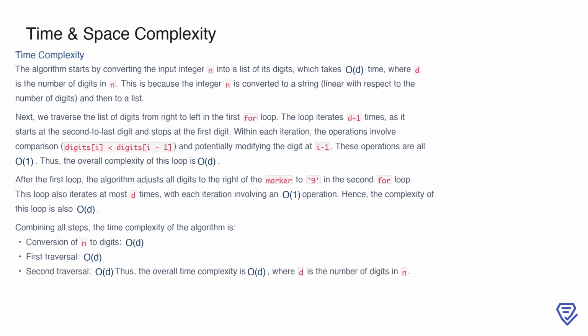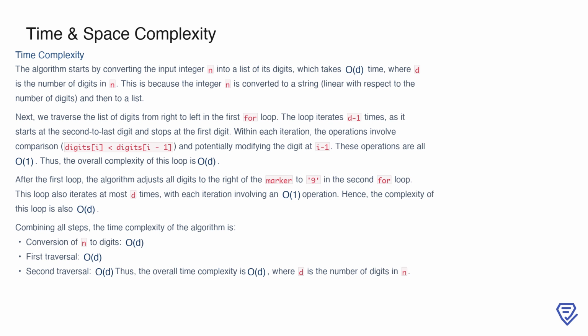The time complexity of the algorithm can be broken down into several key steps. First, we convert the integer n into a list of its digits. This process involves converting n into a string and then into a list, which takes time proportional to the number of digits in n, or O(D).